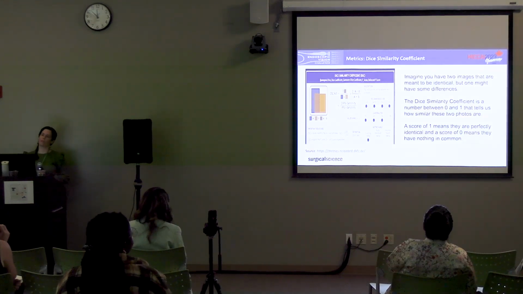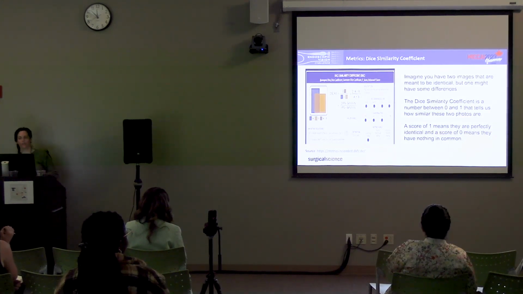What metrics did we use? We used two, and I'll cover those real quickly. The Dice coefficient is a number between 0 and 1 that tells us how similar the images are. A score of 1 means they are perfectly identical, and 0 means they have nothing in common.